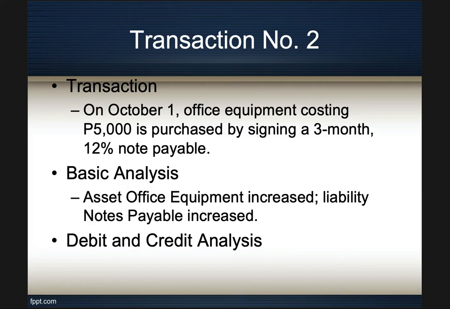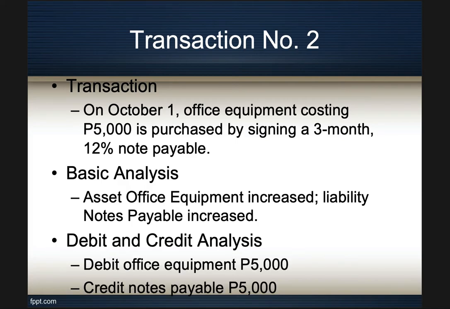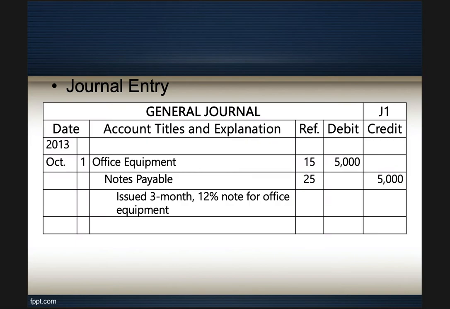Now, applying our principles in debit and credit. So what happened if your asset increased? You have to record that in debit. How much? 5,000. So the other one should be credit, notes payable, 5,000. Now if you look at our journal, so this is a continuation, but I have shown you this transaction only. So you have the date, then the debit is office equipment. How much? 5,000. Now below, you have to write the credit, but you have to indent it first, then 5,000.